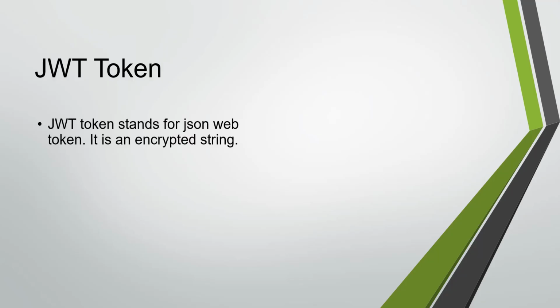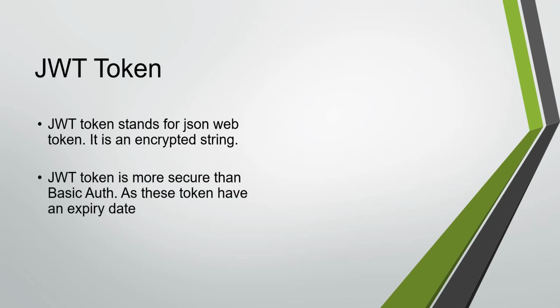So what is a JWT token? JWT stands for JSON Web Token. Basically, it's an encrypted string. You have information in plain text, this information is fed to the encryption logic, and the output of the encryption logic is the encrypted string.